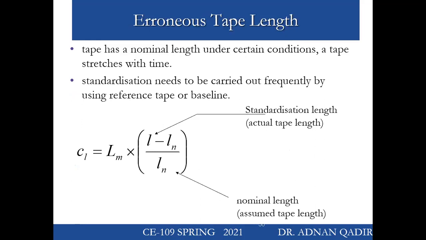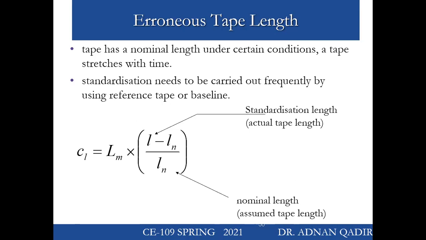So what is the tape length correction? A tape always has a nominal length under certain conditions, and the tape stretches with time. So standardization needs to be carried out frequently by using a reference tape or baseline. In this formulation, you can see this is a correction. C stands for correction, small l means correction in tape length, and LM stands for the measured length, whatever length you have measured at the end of a day. This is the standardized tape length.